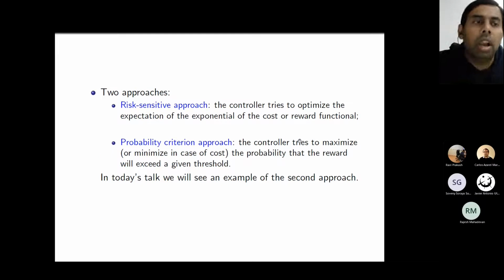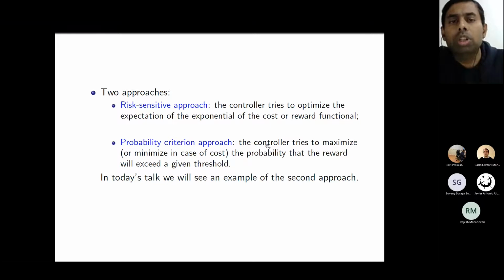With that motivation, in order to overcome the problem with expectation minimization, there are two approaches in the stochastic control literature. The first is the risk-sensitive approach, where the controller tries to optimize the expectation of the exponential of the cost or reward function. Suppose the random quantity is X. In the first approach you try to minimize the expectation of X, but the risk-sensitive approach tells you to optimize the expectation of e to the power X. If you look at the Taylor series expansion of the exponential function, it has X, X squared, and so on. So it takes care of higher moments as well. That is one way of taking care of the risk, which is why it is called the risk-sensitive approach.